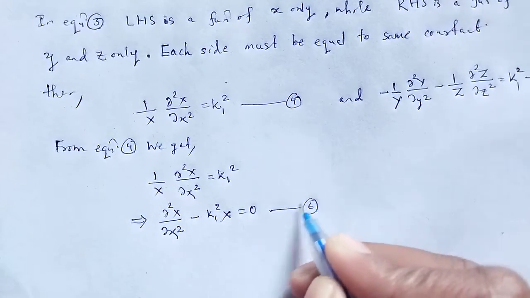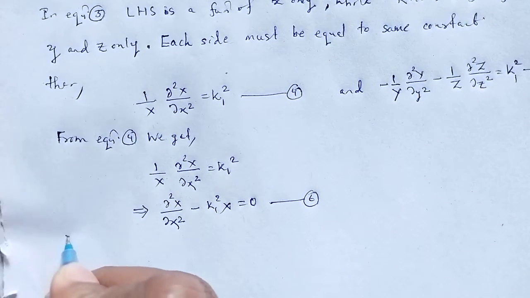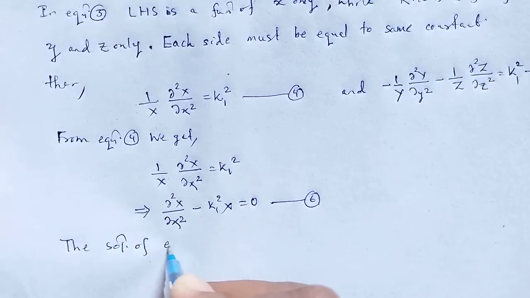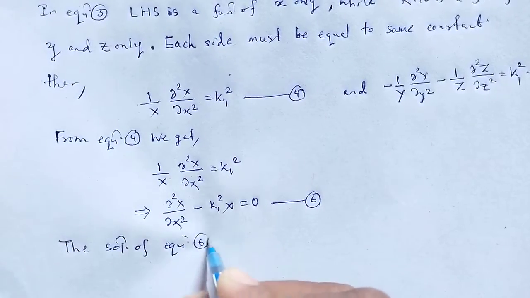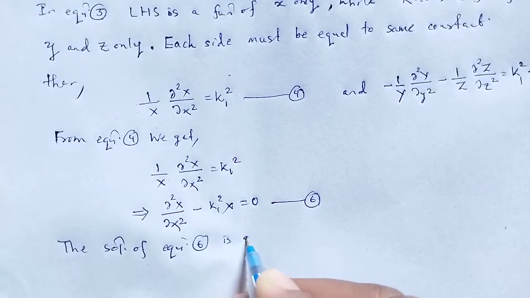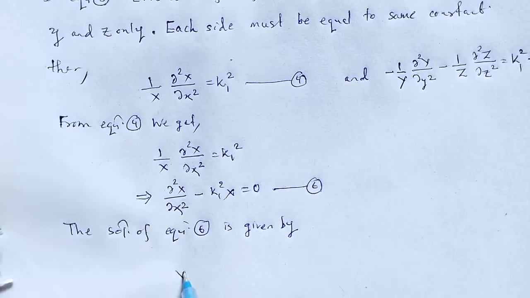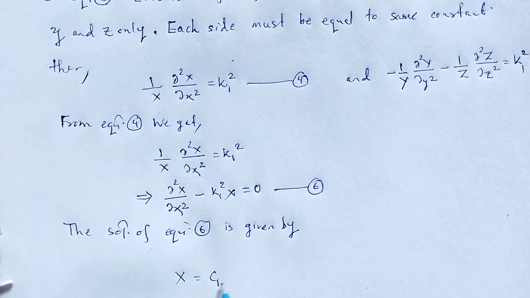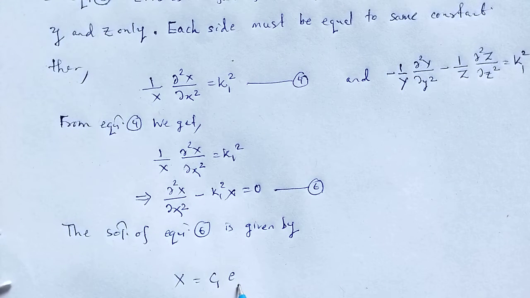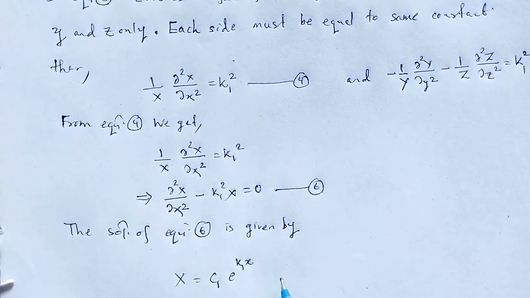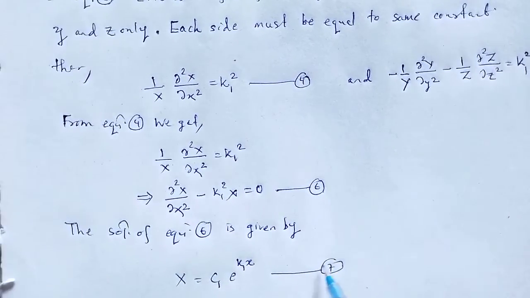Equation number 6. The solution of equation 6 is given by X is equal to c1 e to the power k1x, that is equation number 7.